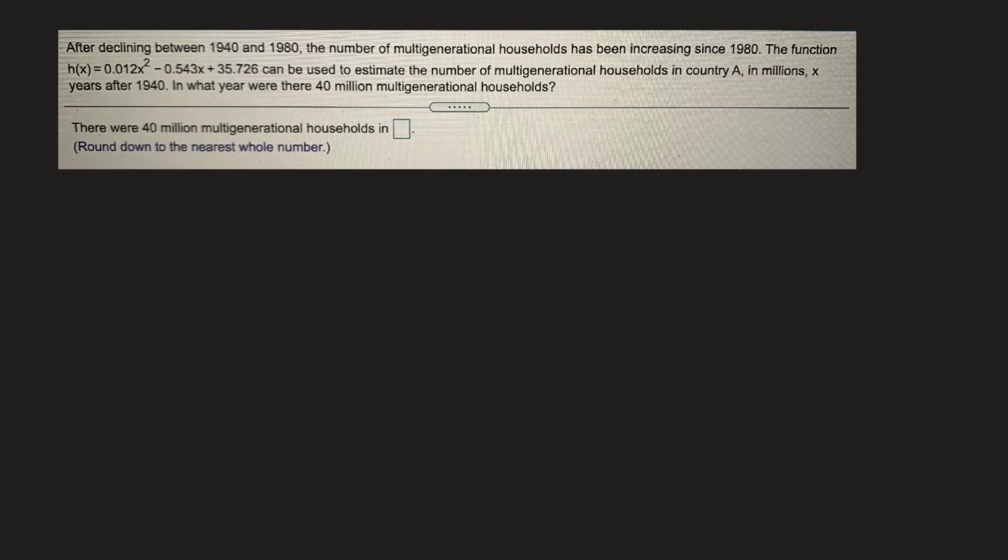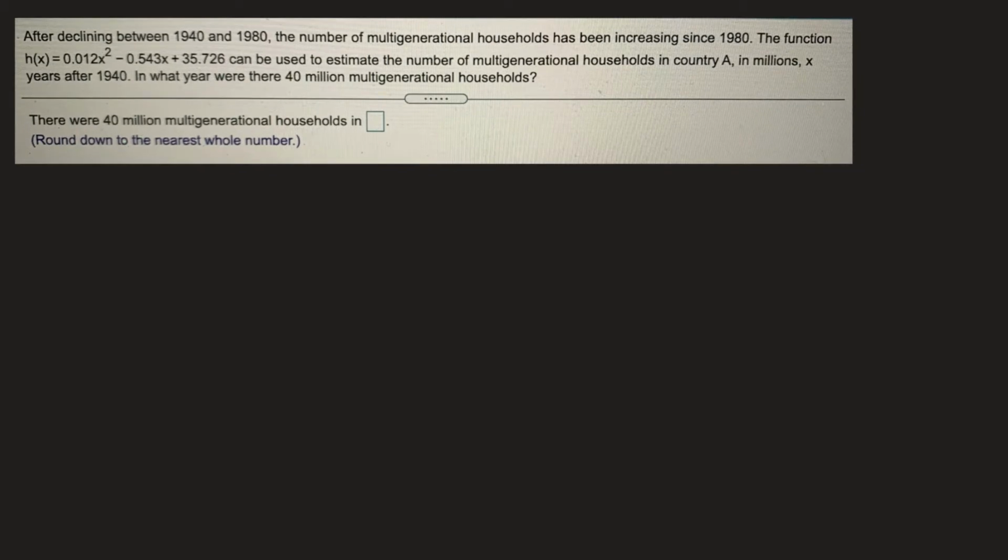All right, here's a couple of good quadratic equation questions. After a decline, the number of multigenerational households between 40 and 80 has been increasing since 1980. The function can be used to estimate the number of multigenerational households in country A in millions, x years after 1940. So then they say, in what year were there 40 million multigenerational households?